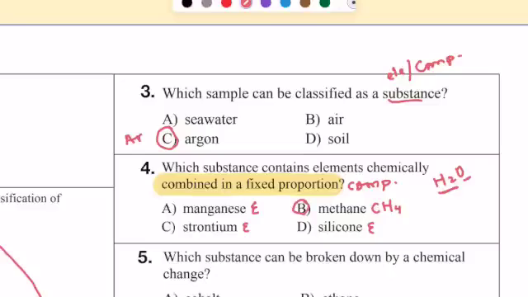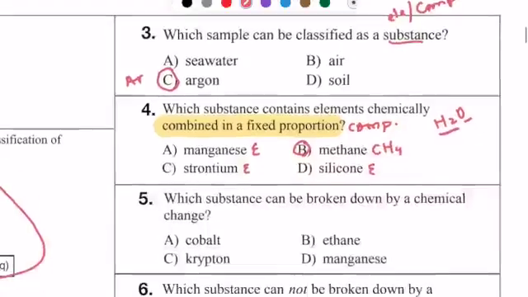And just a very quick trick, if you are not sure whether something is an element or a compound, you can always look at your Table S. Table S doesn't have all of the elements, but normally the ones that do show up on the Regents exam are named in Table S, so you can always look there to verify if something is an element.